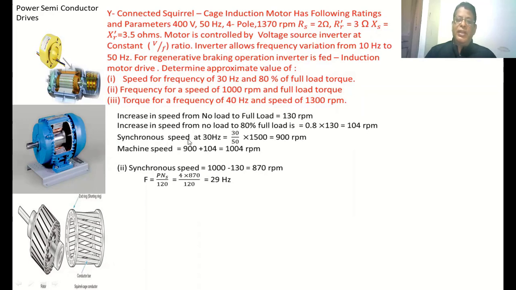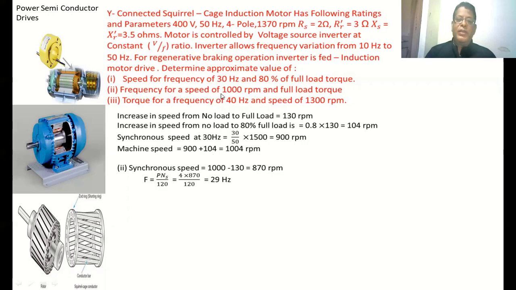The synchronous speed at 30 Hz is equal to 30 by 50 into 1500, because the synchronous speed is directly proportional to the frequency. So we are getting 900 RPM. Now the speed of the induction motor at 30 Hz frequency is equal to 900, the synchronous speed, plus this value, so we are getting 1004 RPM. Why are we adding here? Because it is regenerative braking, and always the rotor speed is more than the synchronous speed.